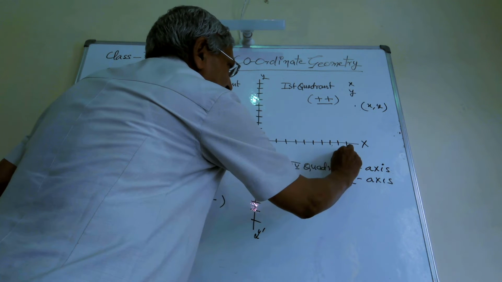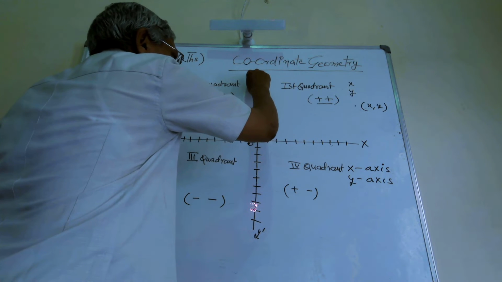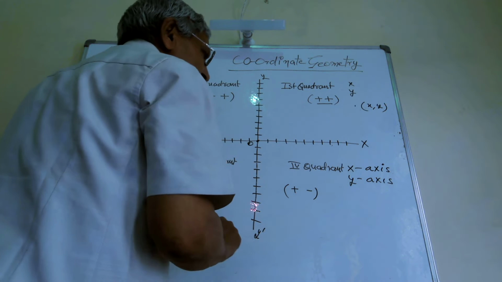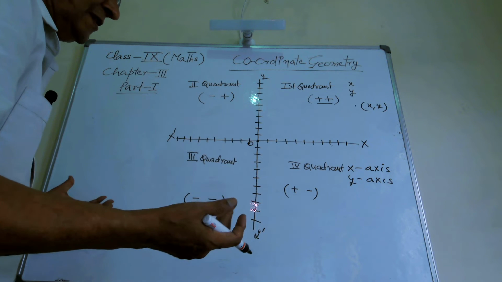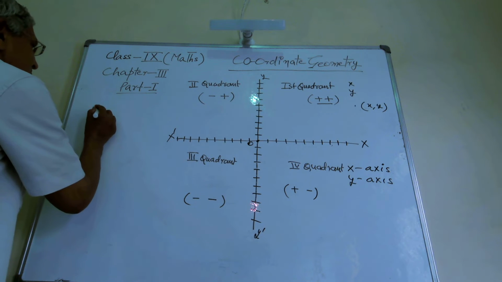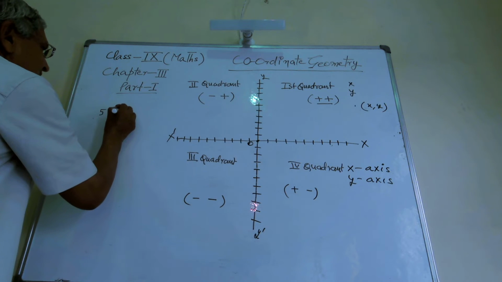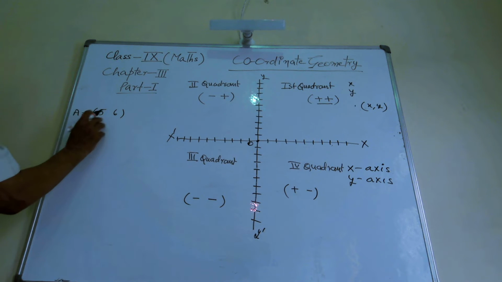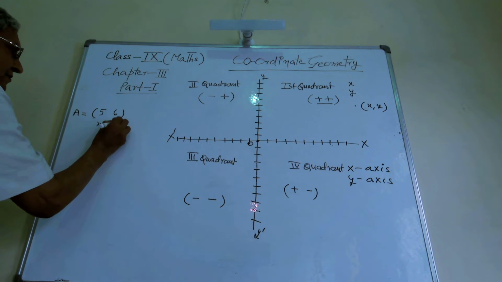X is positive on the right side and negative on the left side. Y is positive on the upper side and negative on the down side. This is the position. Now we will take a point, then the position will be clear. Suppose (5, 6). This is the point. This is the point A. This is x, this is y.